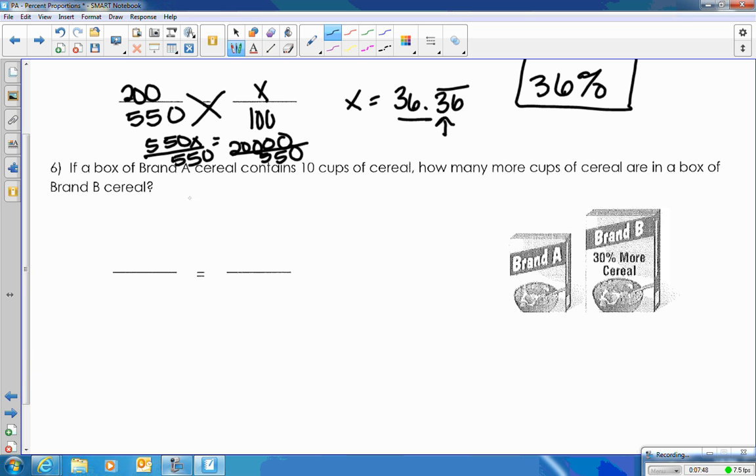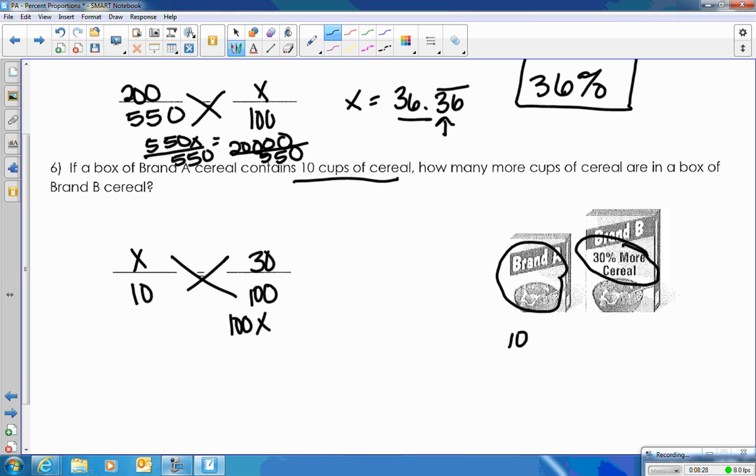Next one says, if a box of brand A cereal contains 10 cups, how many more cups of cereal are in the box of brand B? When I look at my picture, here's brand A, which contains 10 cups. Brand B contains 30% more. So this is the total that's in this box. I need to figure out what 30% of this is, because that's what this has been increased by. So percents always go over 100. I need to figure out what 30% of 10 is. So 10 is that total. I need to figure that part out.